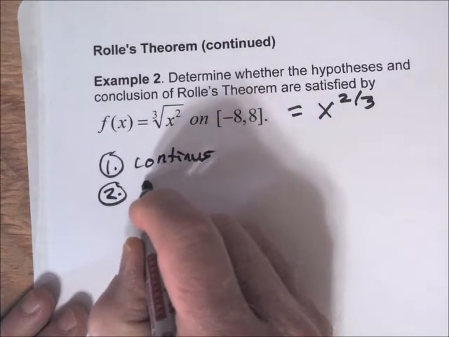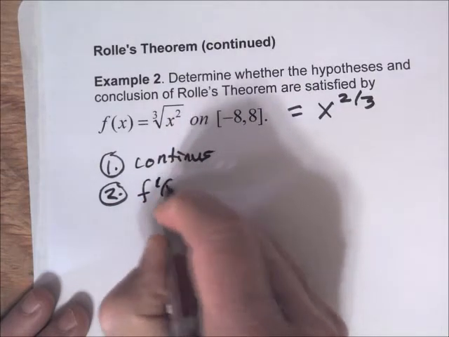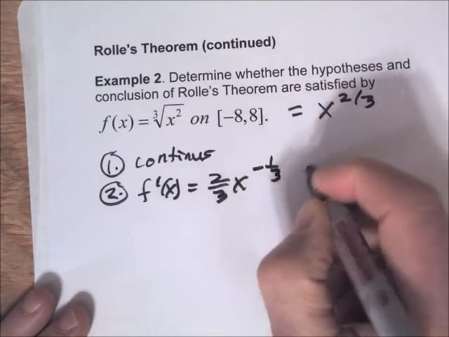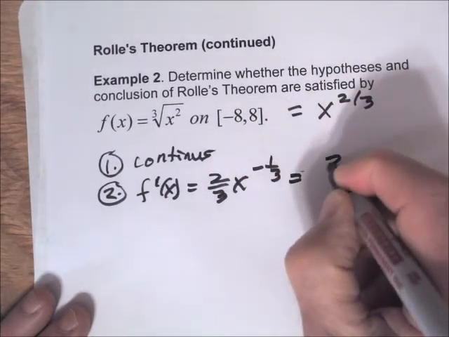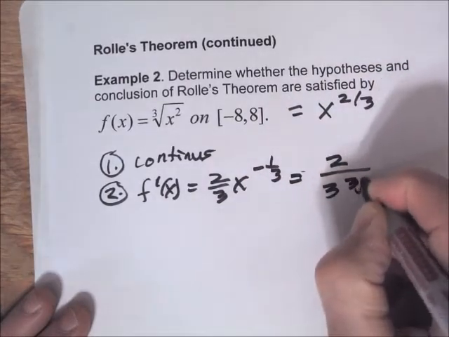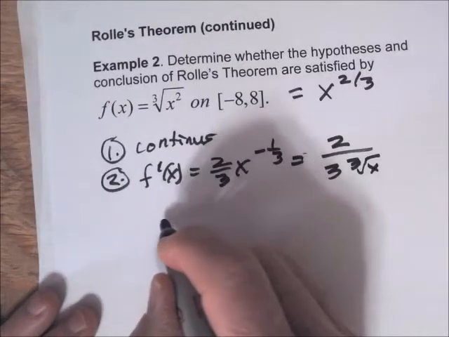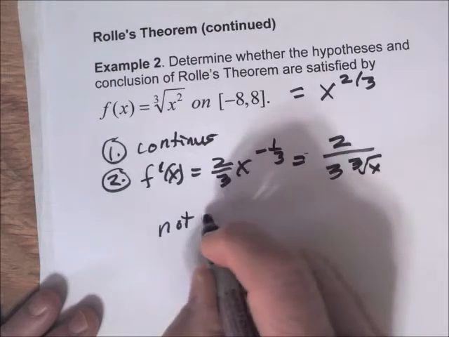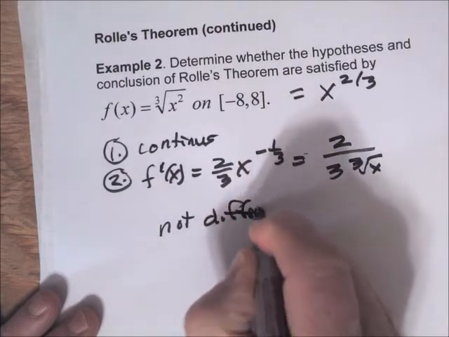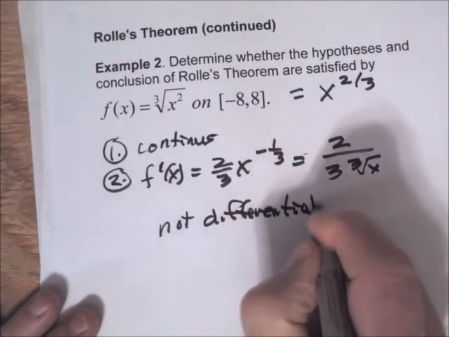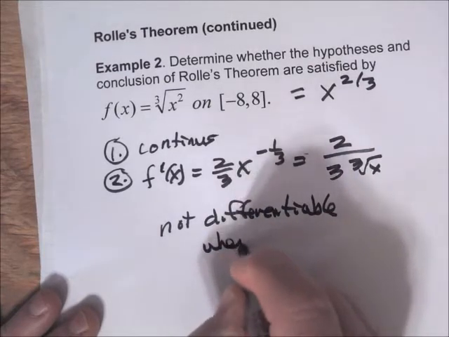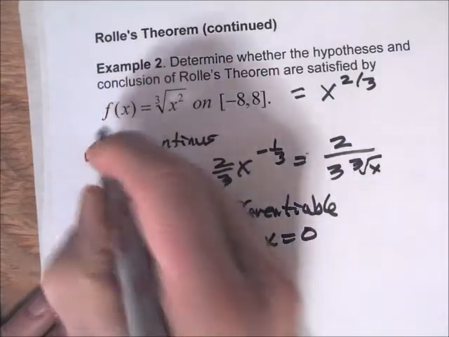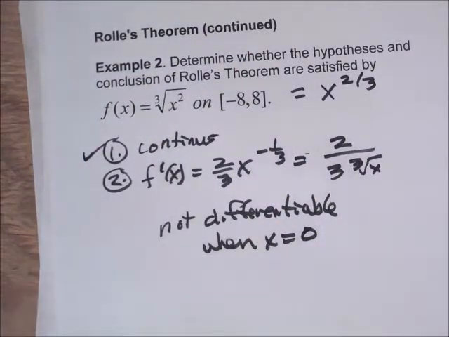So f prime of x is going to be 2/3 x to the minus 1/3 using the power rule. So this is 2 over 3 cube root of x, and not differentiable when x is equal to 0. The derivative is undefined there. So the first condition is true, but the second condition is not.